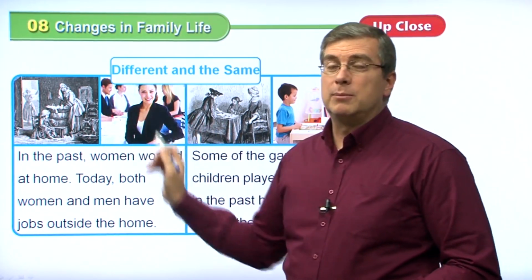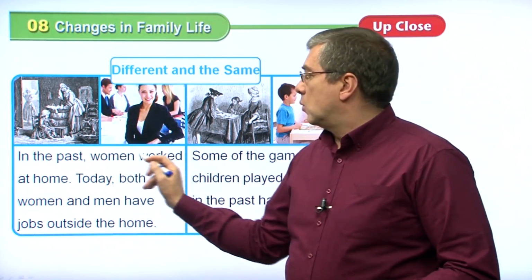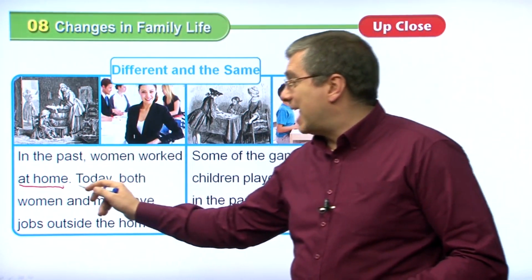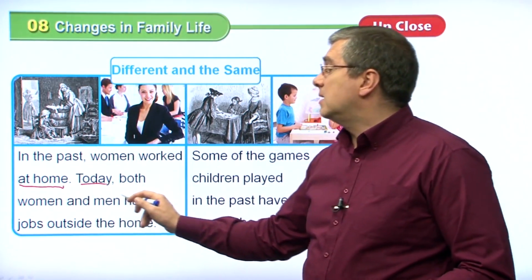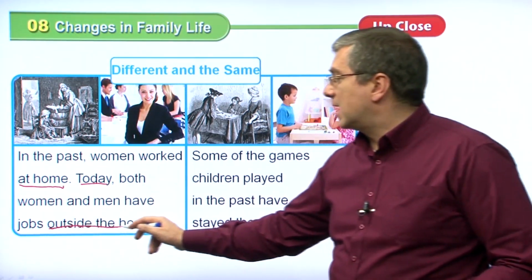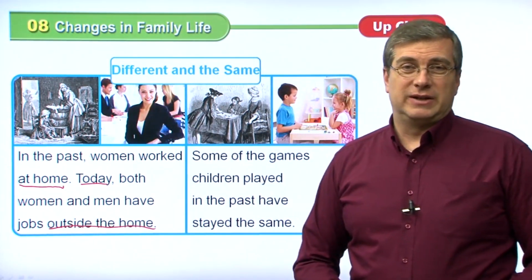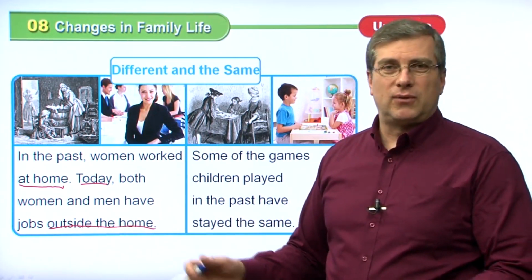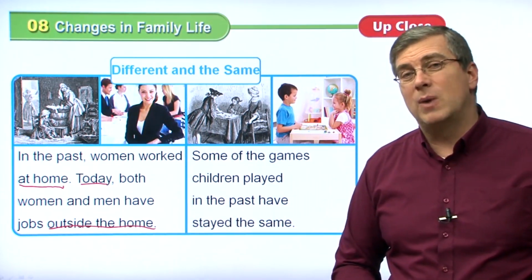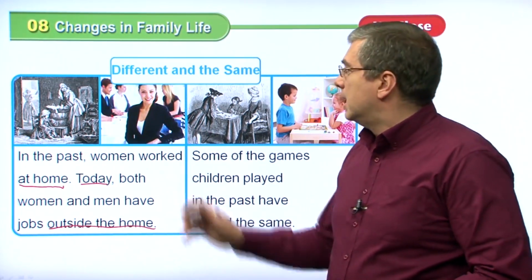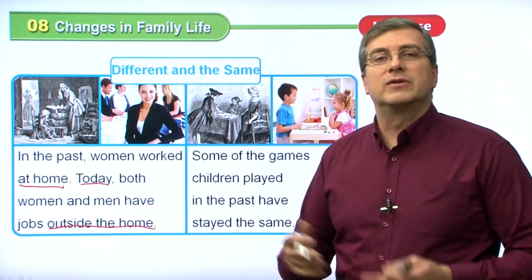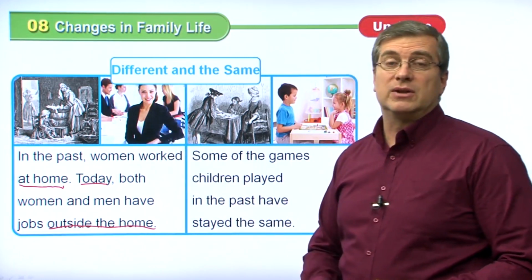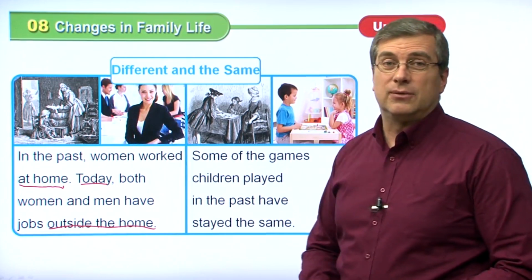Let's start off with working place for women. In the past, women worked at home. So women worked at home in the past. Today, nowadays, both women and men have jobs outside the home. So that's a big difference, isn't it, between the past. In the past, women only worked at home. It was not acceptable for women to work outside of the home. It was very rare. Most women worked at home. But nowadays, it's very common for women and men to work outside the home, especially in offices and things like that. So that's a big difference from the past to the present. That shows a big difference.